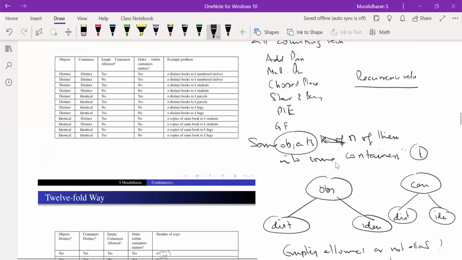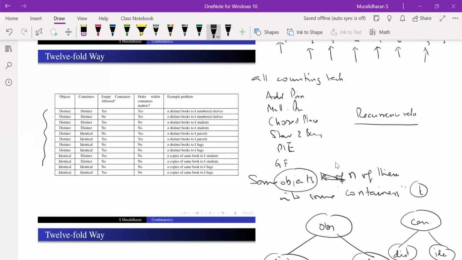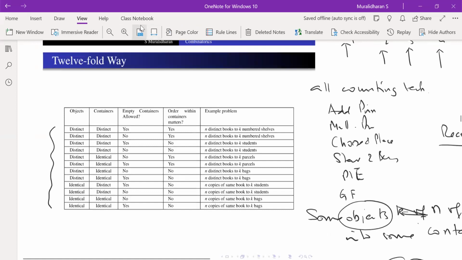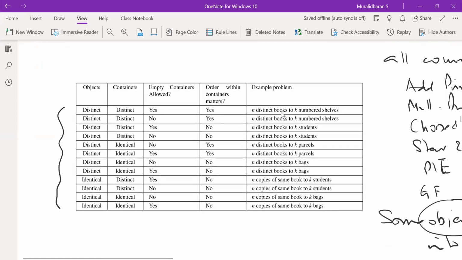So totally I have 12 possible cases. What are the 12 possible cases? Let me expand this a bit. The objects could be distinct, the containers could be distinct, empty containers allowed, and order within matters. This is one of them. For instance, I have n distinct books to k numbered shelves. Because the containers are also distinct, the numbered shelves also have to be distinct. Again, objects distinct, containers distinct, empty containers allowed, and k numbered shelves, so I will leave some of the shelves empty.